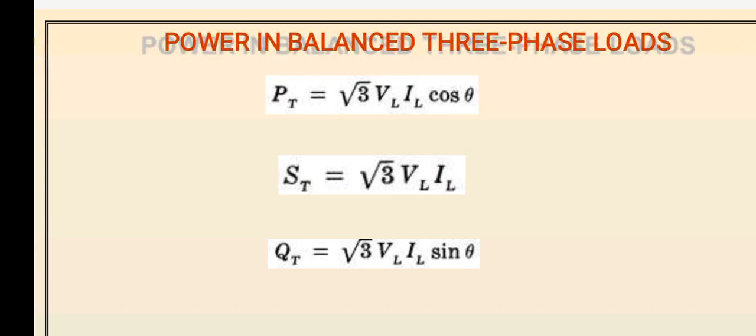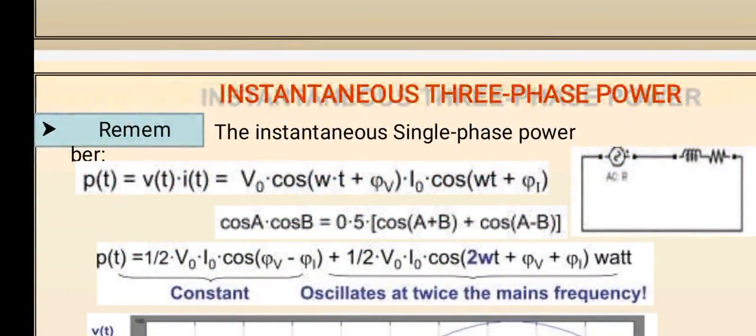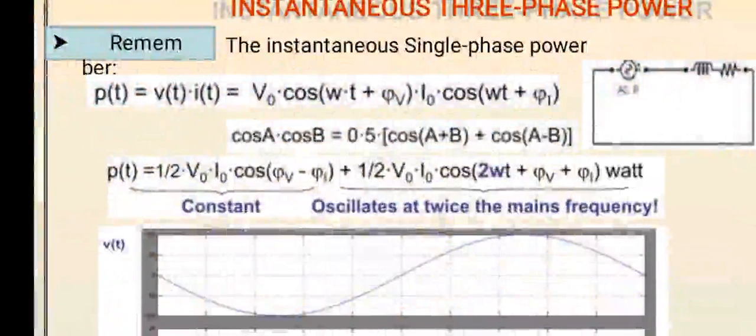There are three types of power: real power, reactive power, and apparent power. Real power means the actual power that is going to be transferred. These are the instantaneous three-phase power calculations. From the equation we can calculate the instantaneous value of the corresponding three-phase power.